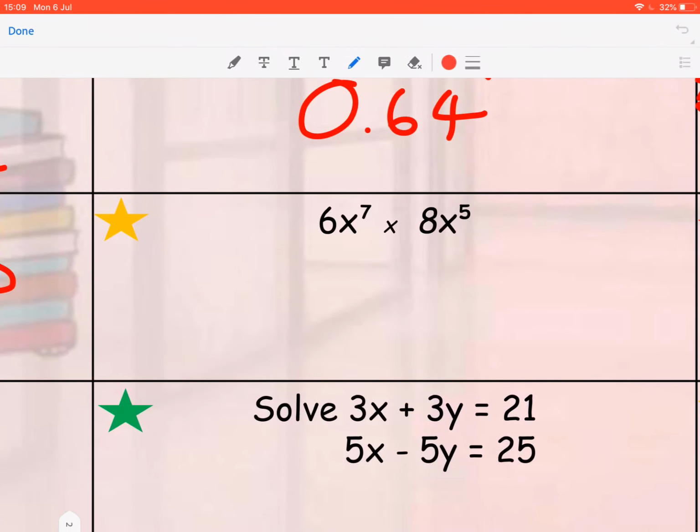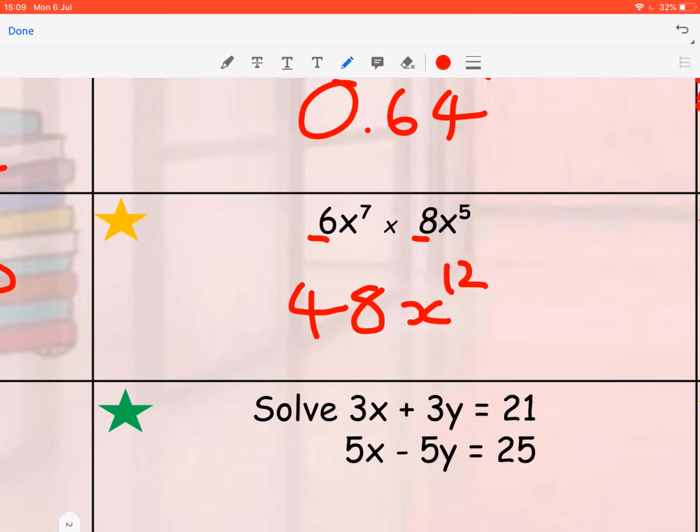Bit of indices now, laws of indices. We multiply the 2 front numbers exactly as we would normally. So 6 times 8 is 48. Then we add the powers together. x to the 7 plus 5 gives you x to the power of 12.